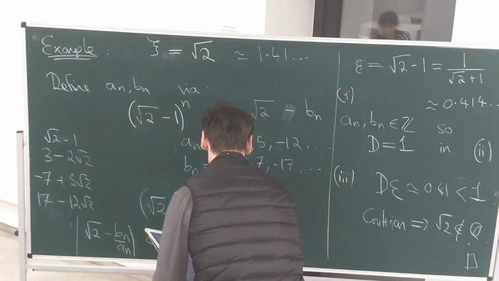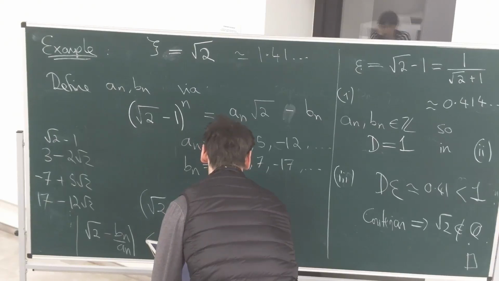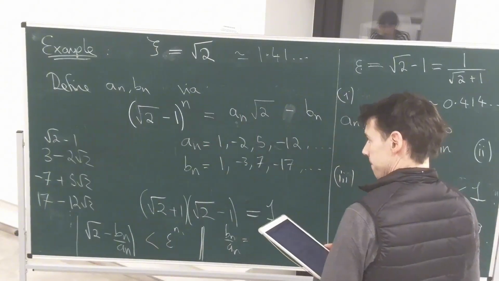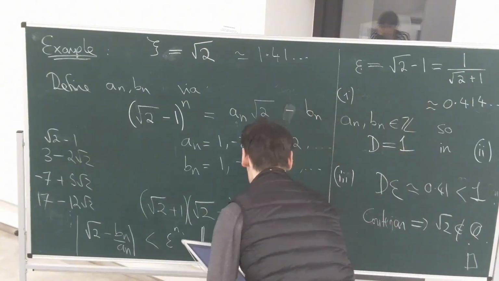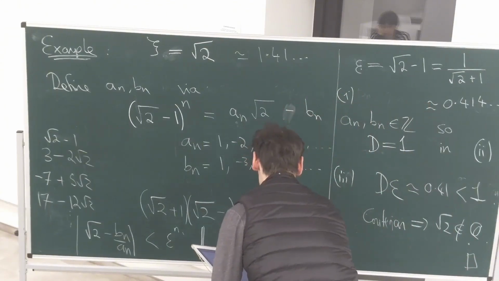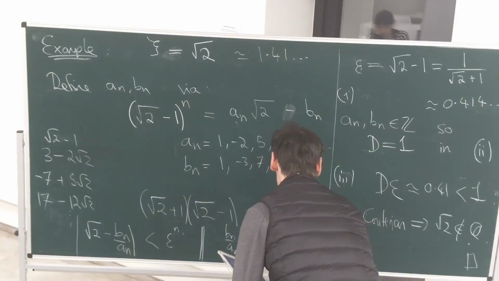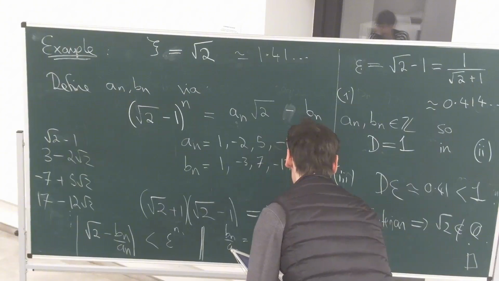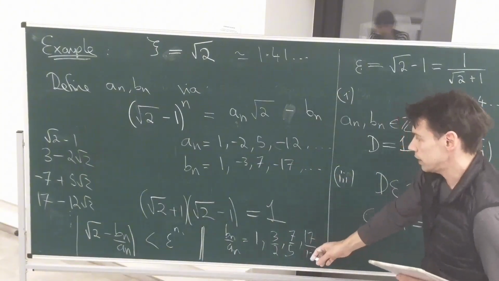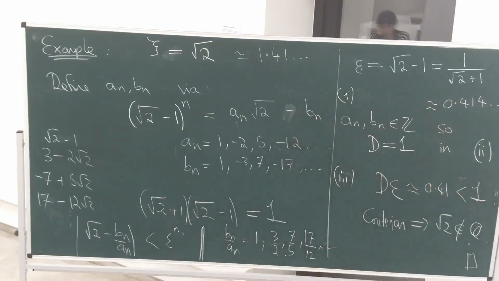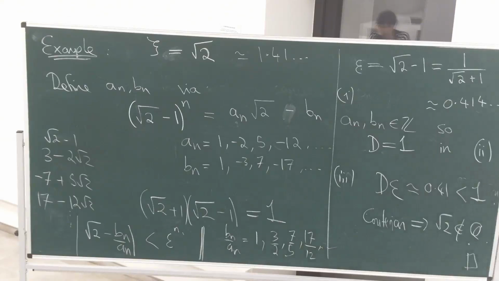So bn over an are, what are they? 1, 3 over 2, what did I say? 7 over 5, 17 over 12, etc. And so these rational numbers converge very, very quickly to the square root of 2. Good. Okay, so that's the square root of 2, and you can do this for any.